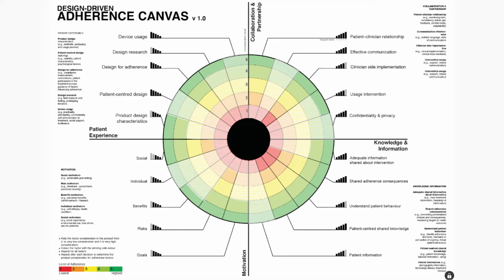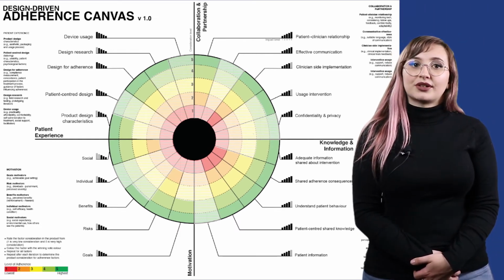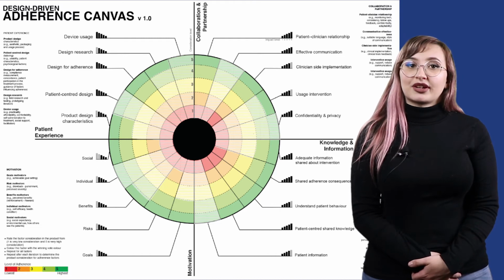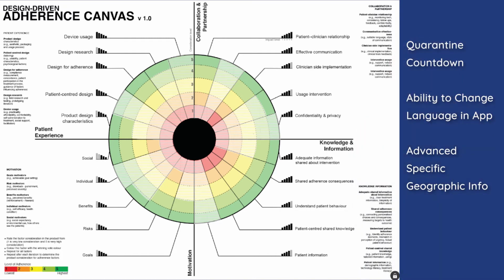We then did a design-driven adherence chart based on our Professor Rafiq's guidance. Here we highlighted key aspects the app could utilize from a user experience perspective. From doing this, we found that adding a quarantine countdown section to the app, the ability to change the language, and advanced specific geographic information was needed.